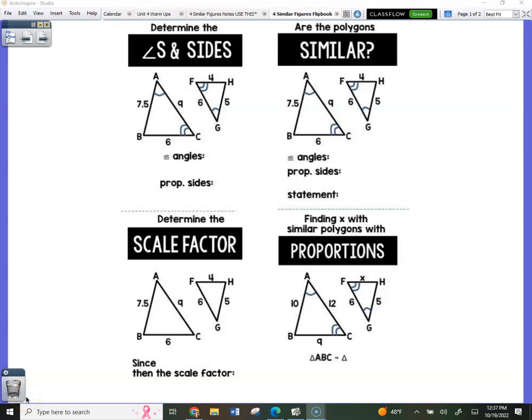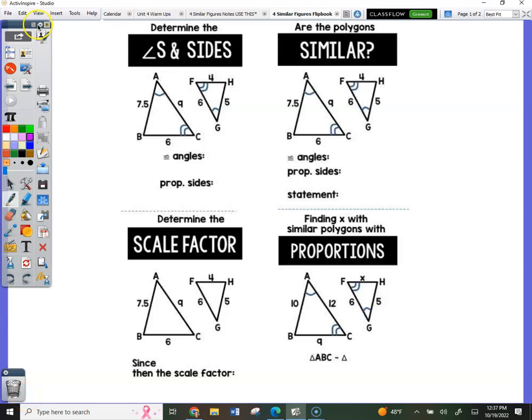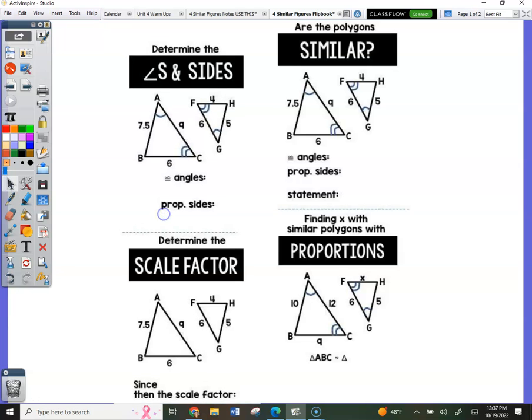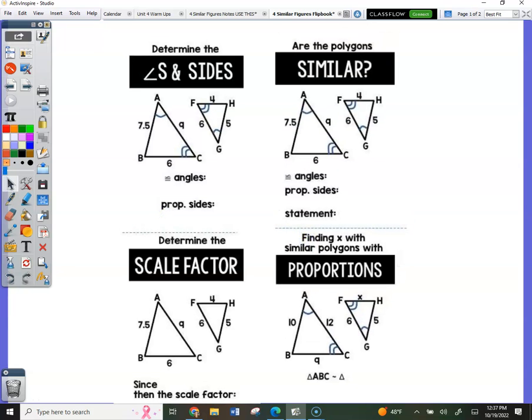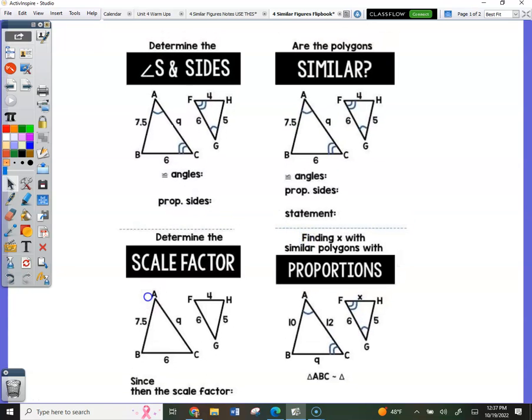This intro is some of the figures Flipbook. Please go to the top of your notebook paper and write similar figures Flipbook. I don't have room at the top, so I'm writing mine down. Similar figures Flipbook. This is page 52.